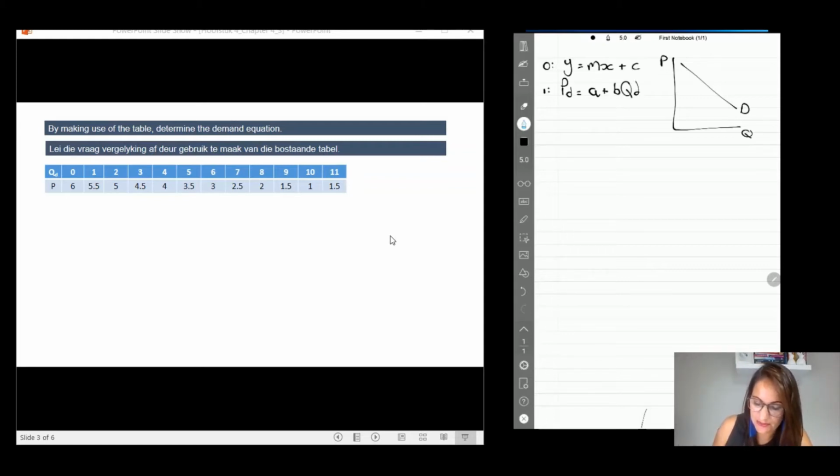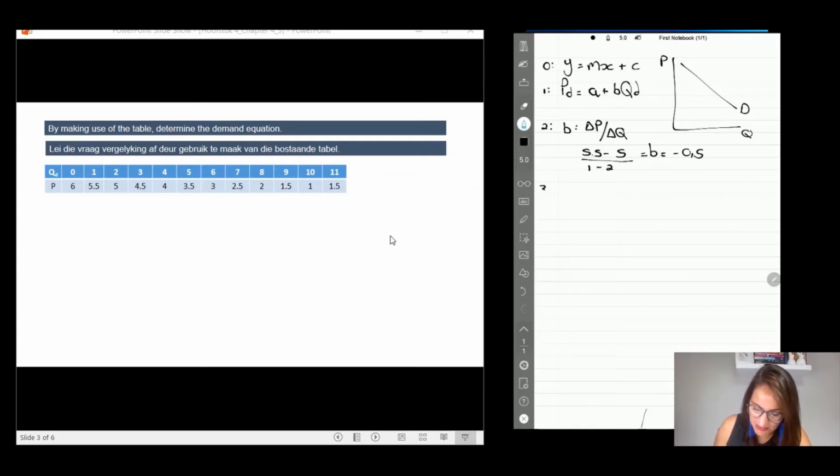QD. Right. The second thing you need to do is calculate the slope B. The slope is calculated by the change in prices divided by the change in quantity. The prices, you can take any combination. So let's take 5.5 minus 5 divided by the change in quantity, 1 minus 2. And you get your slope value as minus 0,5. That is your slope value.